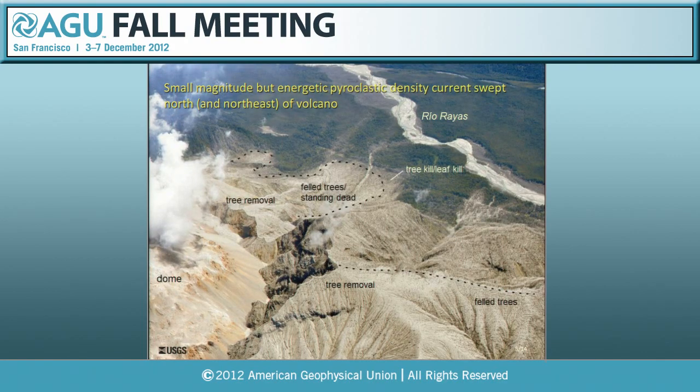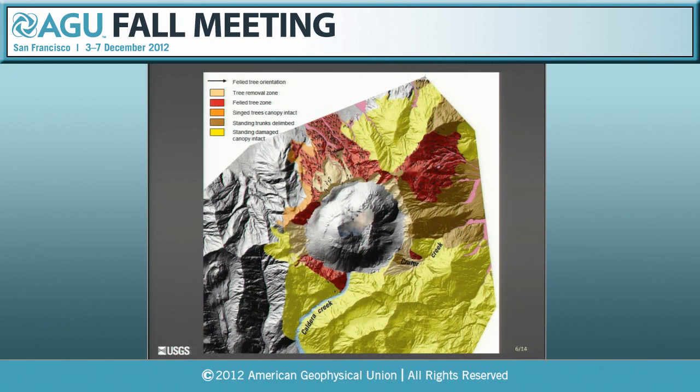It left a pretty significant damage gradient in the vegetation, such that up near the rim, you have essentially total tree removal. A little bit further down, you've got trees that are felled and standing dead. And then right around the very margins, where it begins to abruptly end, you've got tree kill, leaf kill, singed trees. So it's sort of like a little miniature Mount St. Helens, very, very similar to what happened there.